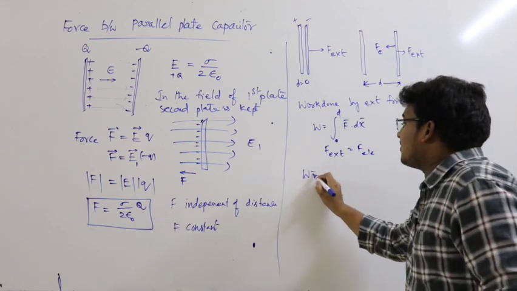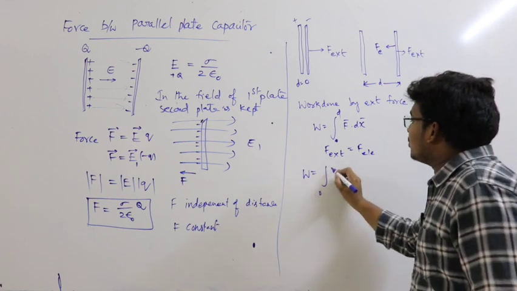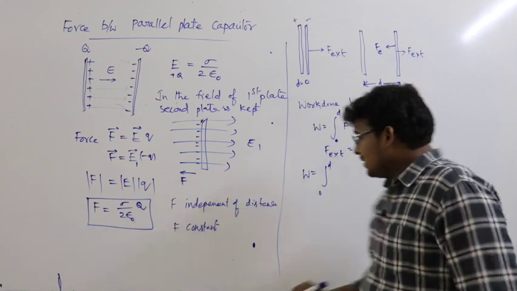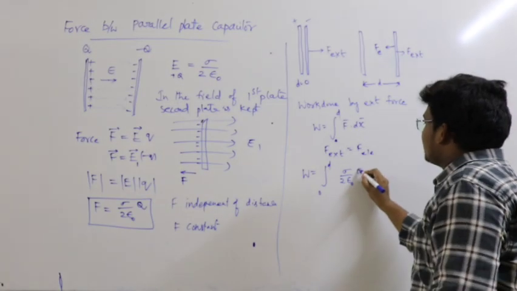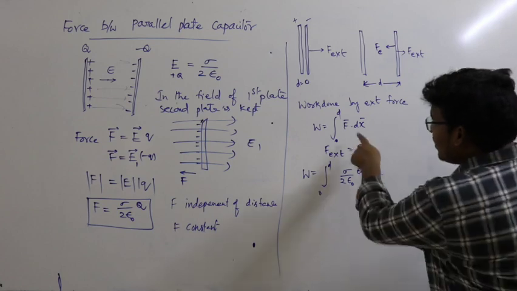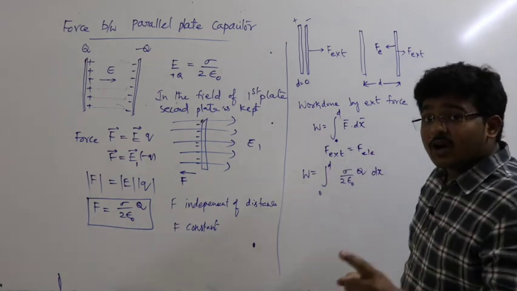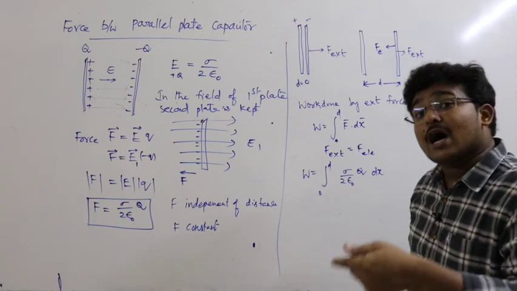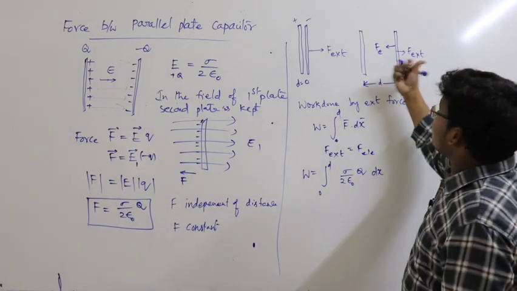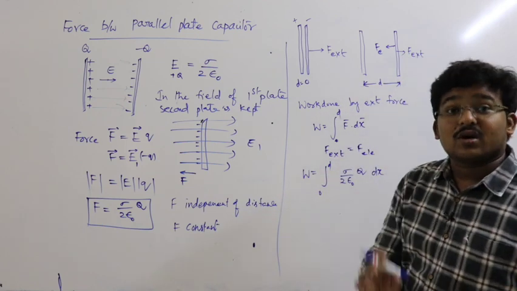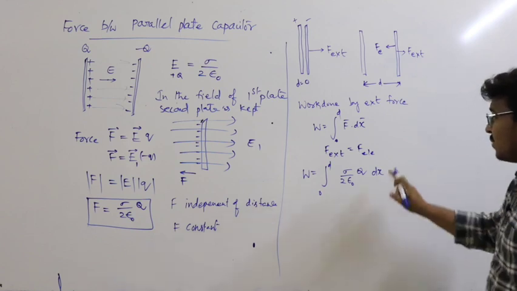So W is equal to the integration from 0 to d of F dot dx. What is F? We already know the force between the plates is sigma by 2 epsilon naught into the charge, into dx. Here the dot product a bar dot b bar is ab cos theta. Now what is theta? It is the angle between the force applied and the displacement. The force applied is this side, the displacement of the plate is also this side. So cos theta is cos 0 degrees, which is 1. So that is why I am not taking it.